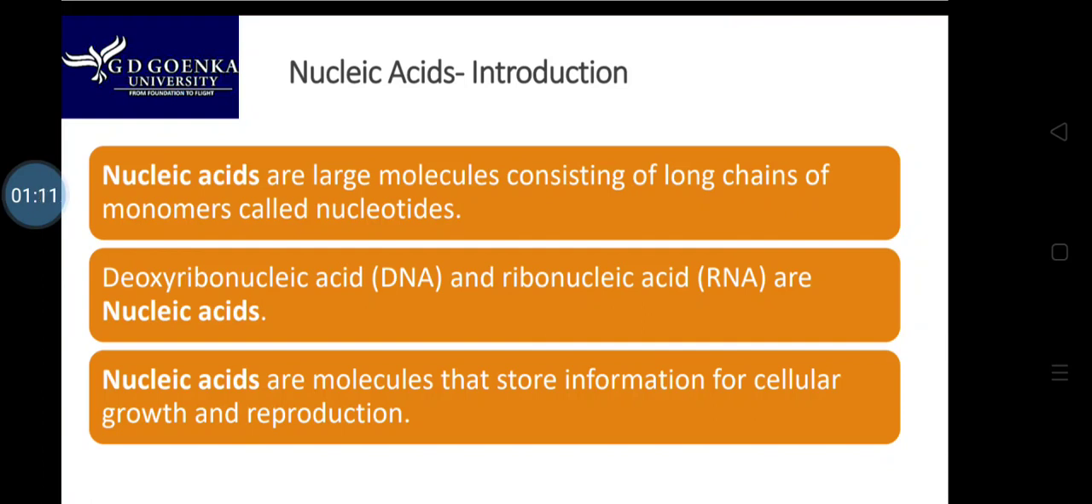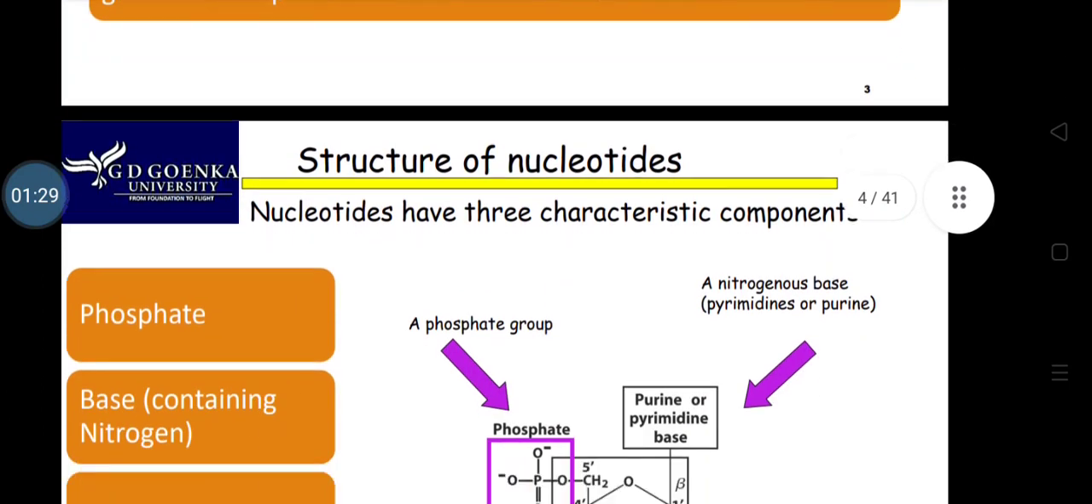Nucleic acids are molecules that store information for cellular growth and reproduction. So this is the function of the nucleic acid. It stores all the information which is required for the cell's growth and its reproduction.